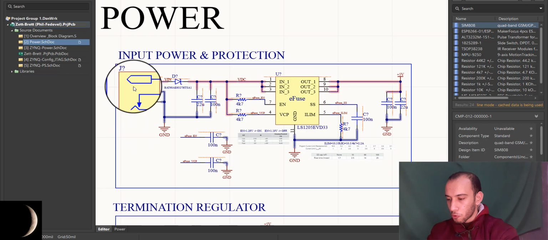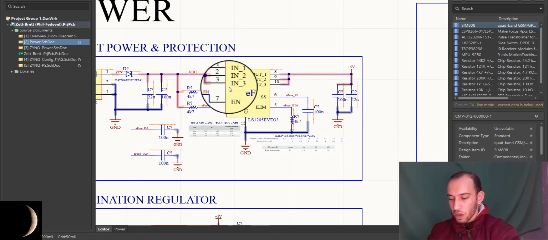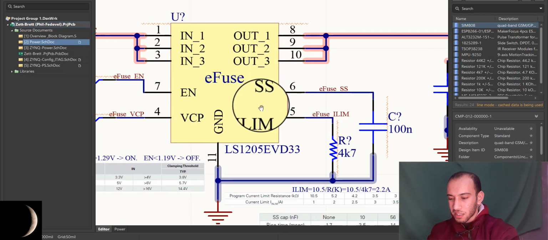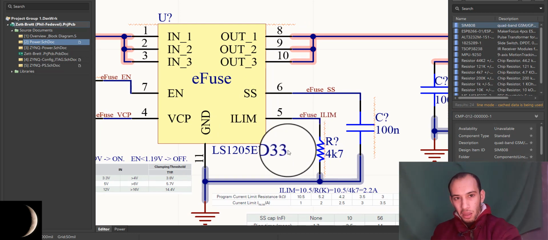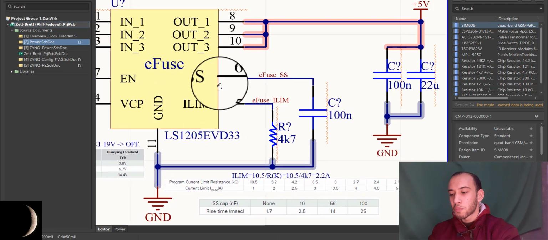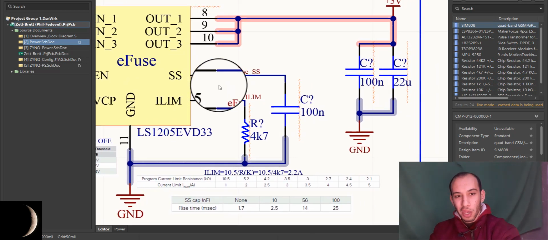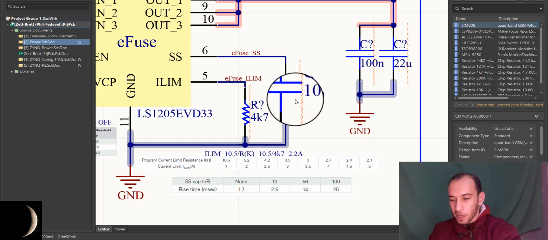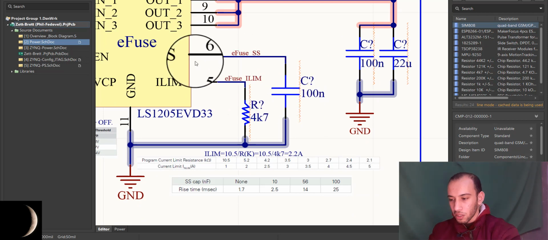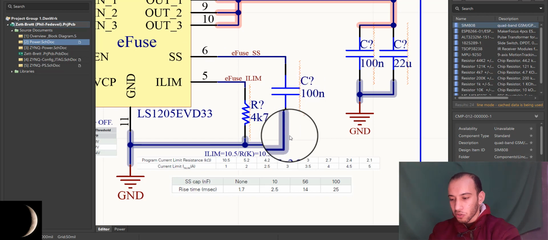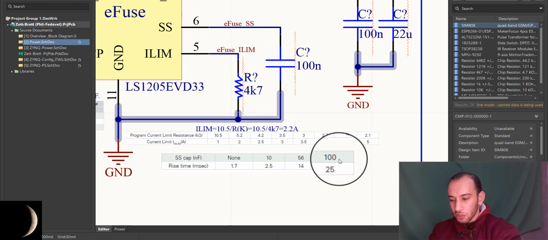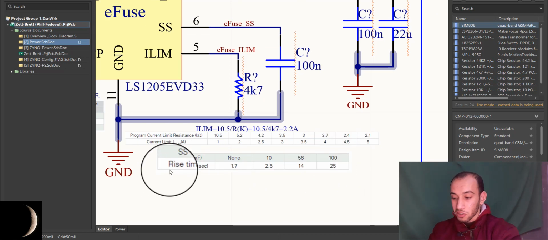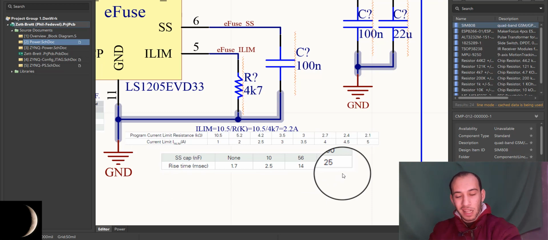So this is an input plug, a DC barrel jack. We have 5 volts here, and we have an e-fuse. The e-fuse itself has a built-in MOSFET. So we're going to control the turn-on time of this built-in MOSFET by this pin, SS, the soft start pin. It depends on the amount of capacitance you connect to this pin, so you control the turn-on time or rise time. As you can see in this table, if you put 100 nanofarad, the rise time of your MOSFET will be 25 milliseconds.